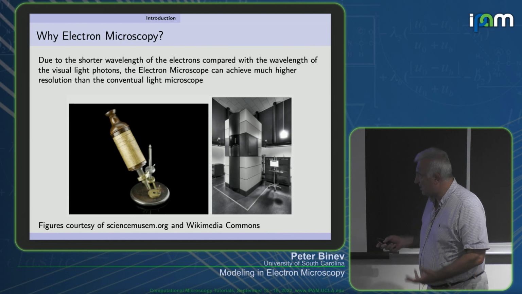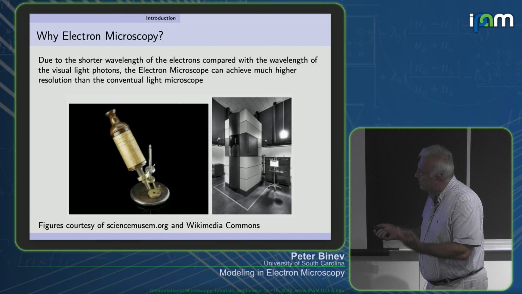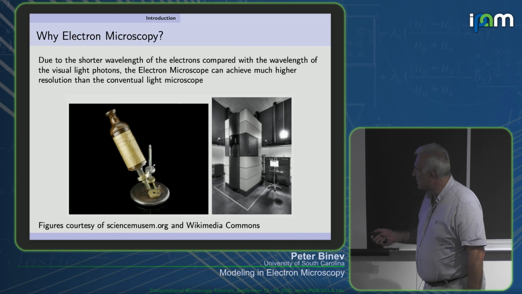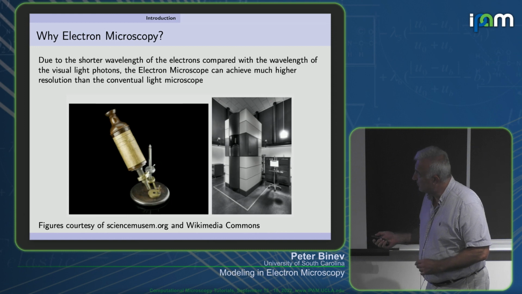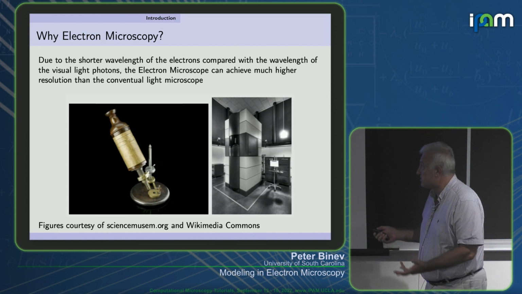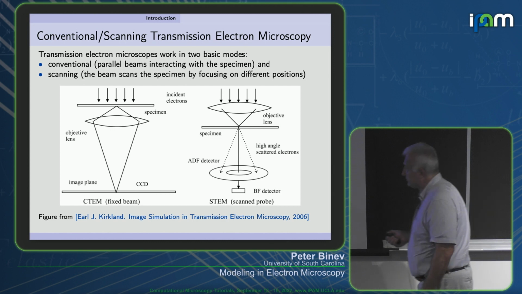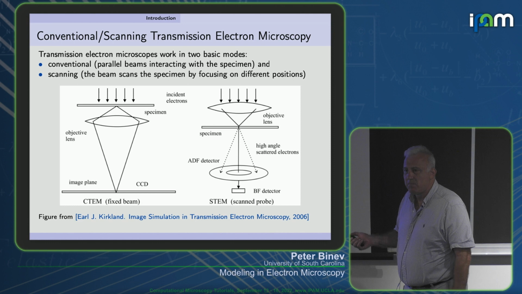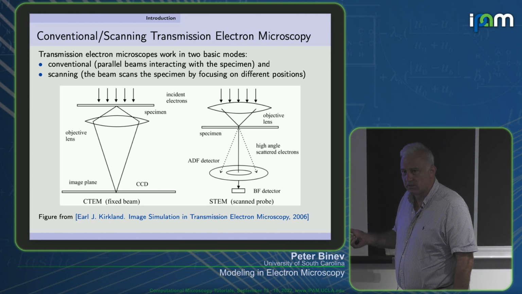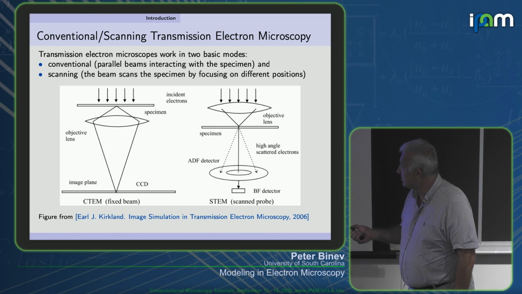So the thing is how this works. How do we actually achieve much higher resolution than the visual microscope? And of course everything comes with a price. So there are two basic ways of working with the transmission electron microscope.